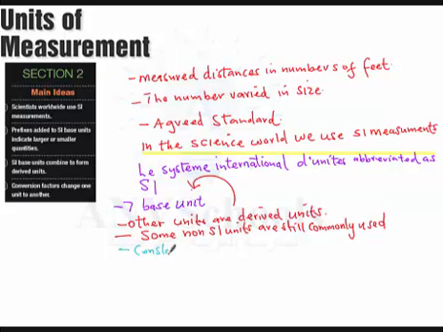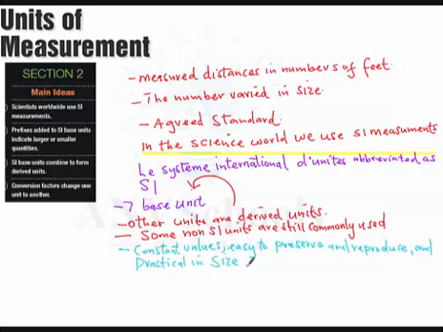They are constant values, easy to preserve and reproduce, and practical in size. So you cannot, for example, use a house as a unit of measurement. How will you lift the house to compare materials with it? In the United States, the National Institute of Standards and Technology plays the main role in maintaining standards and setting system convention.